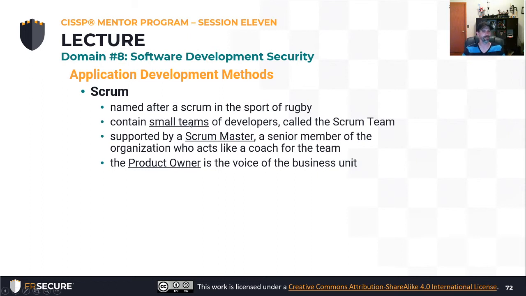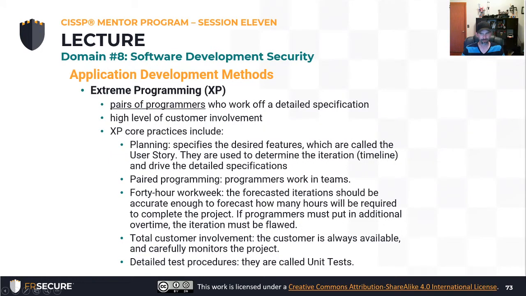Scrum is named after the scrum in the sport of rugby. It contains a very small team of developers, the Scrum team. They're supported by the senior member, who's the Scrum Master, and in this relationship, the product owner speaks on behalf of the business unit, advocating for the changes, and the Scrum Master's job is to make sure that the Scrum teams can actually commit to and deliver on what they're able to.